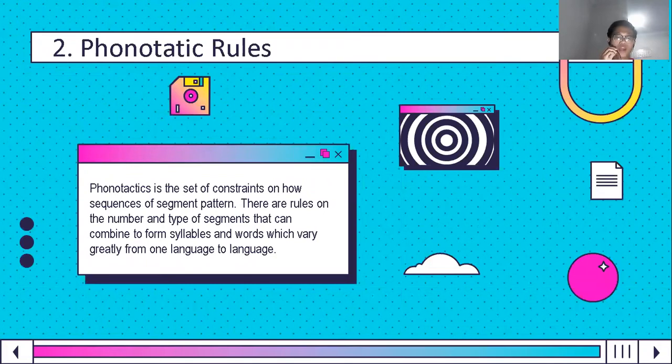Second is phonetic rules. Phonotactics is the set of constraints on how sequences of segments pattern. These are rules on the number and type of segments that can combine to form syllables and words, which vary greatly from language to language.